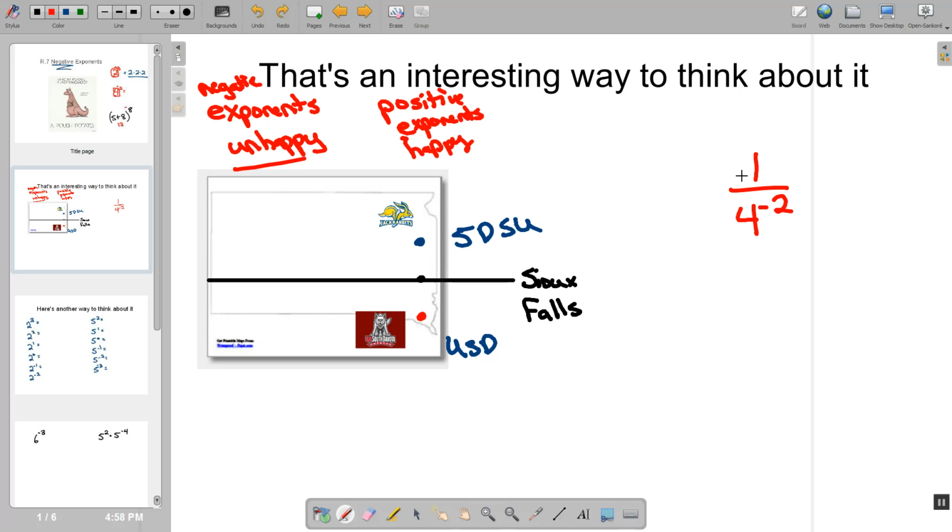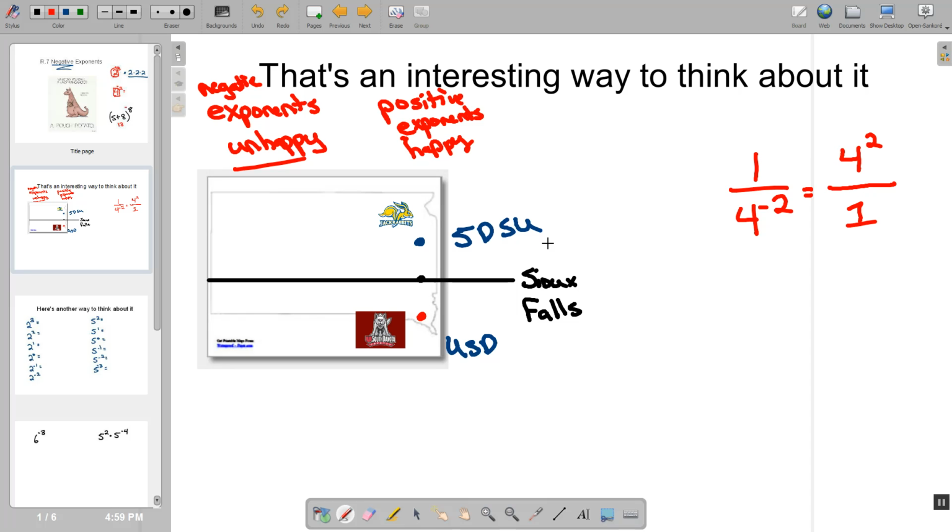Now, there are only 2 places you can go in a fraction. Therefore, this exponent needs to move up to the numerator of this problem. And in the process of moving, it becomes happy. It ends up being 4 squared. Since there's nothing in the denominator, we make that a 1. But in the process of moving, we make the exponent happy.